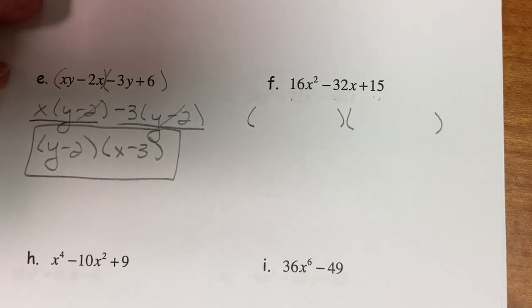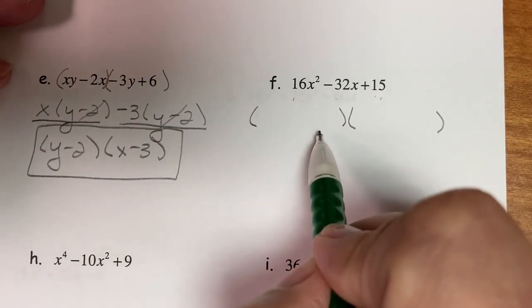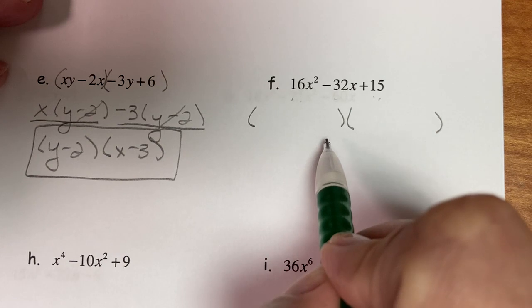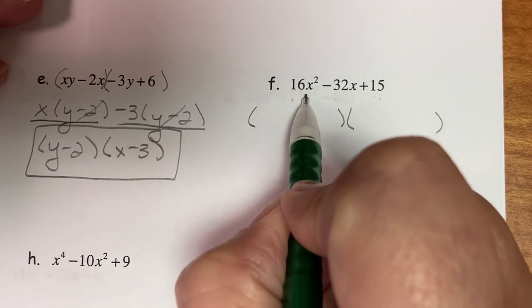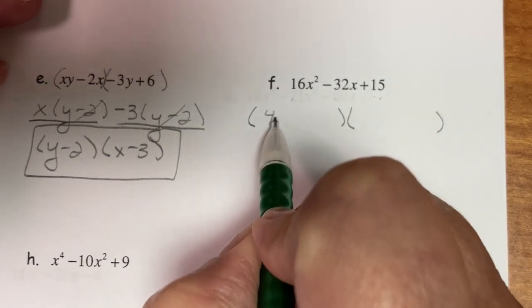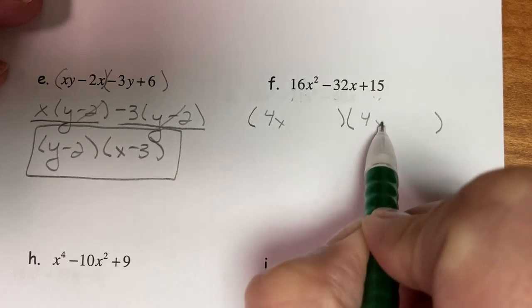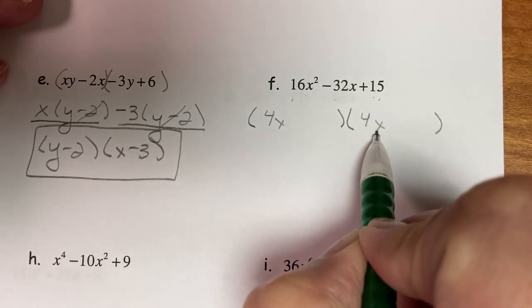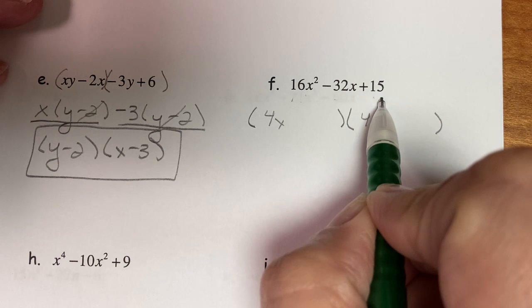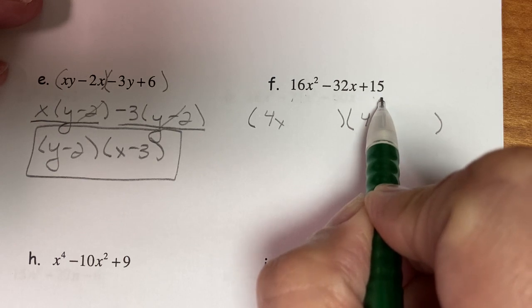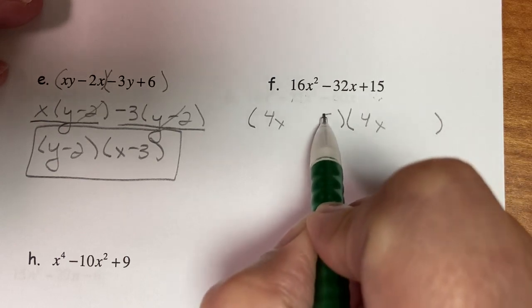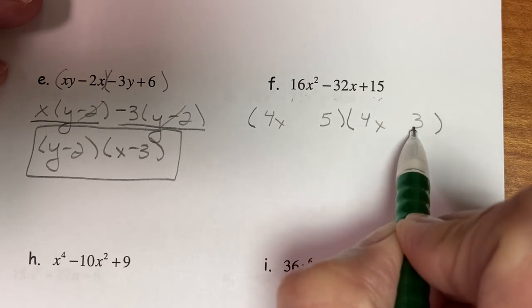Now I'm going to guess and check. Remember, I showed you the grouping way. You could always do that if you'd like, but I'm going to do guess and check. So I'm going to split up the 16x squared into 4x and 4x, and again, I'm guessing. It may be wrong. 15 can be 1 and 15, or it can be 5 and 3. I'm going to choose 5 and 3.